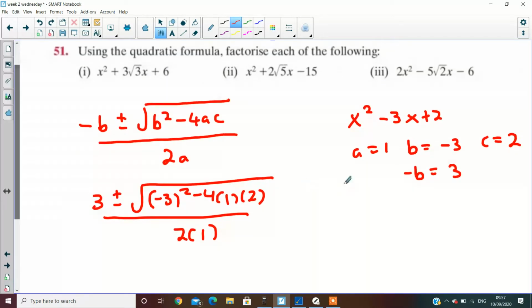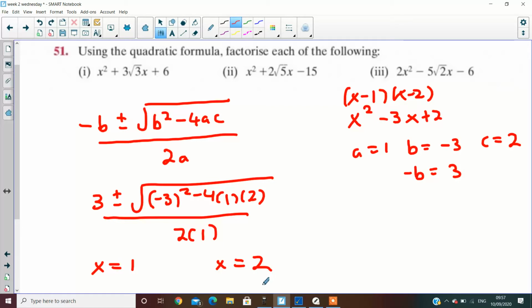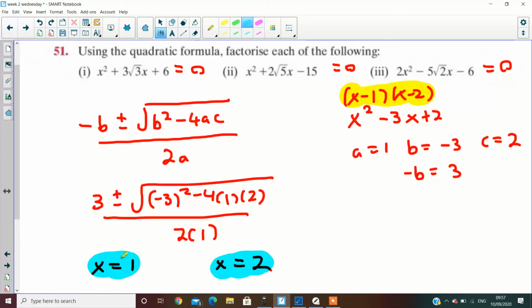What did we say our answer was earlier? It was x minus 1 and x minus 2. When you throw all that into the calculator, here's what your two answers are going to give you. It's going to give you x equals 1 and x equals 2. The minus b formula only works for solve questions. Everybody remember the difference between a solve question and a factorized question? This here is a factorized answer highlighted in yellow. This here is a solve answer highlighted in blue.